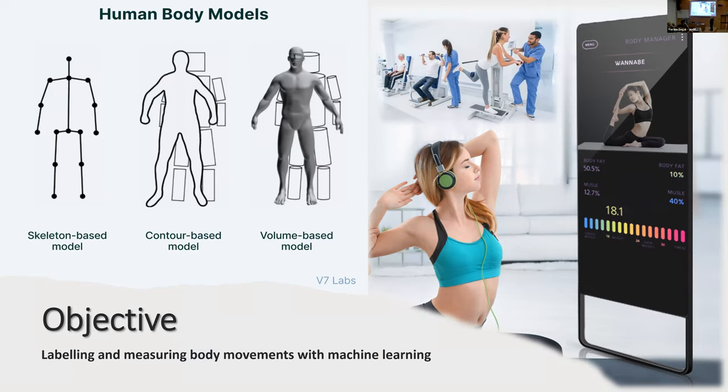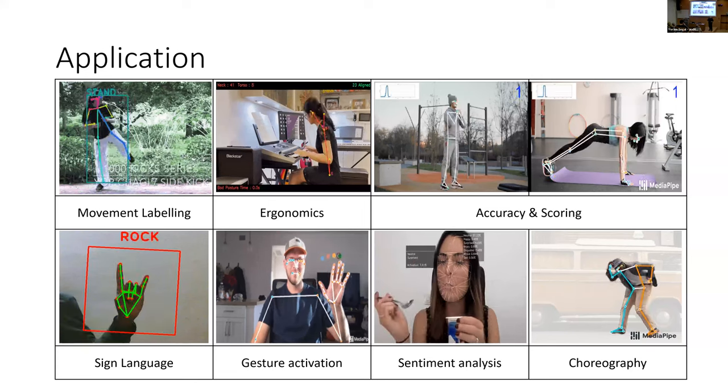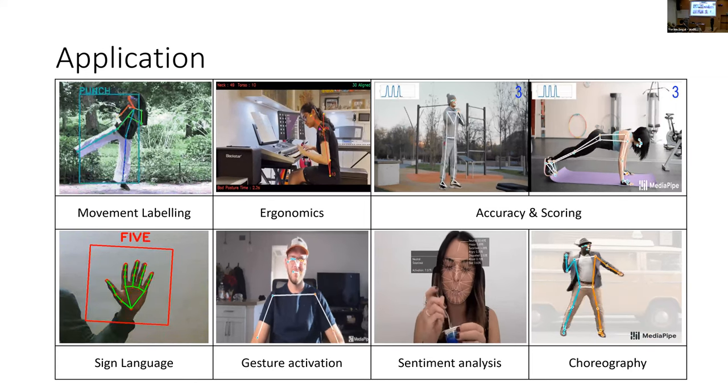In order to perform human body pose estimation, there is a bunch of software that has the ability to extract key points from a body into a vector to summarize it. And there is software that can do it as a skeleton, as a contour, or even as a 3D avatar. And in my research, we're going to use those.